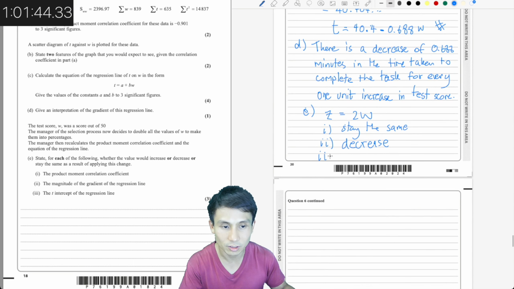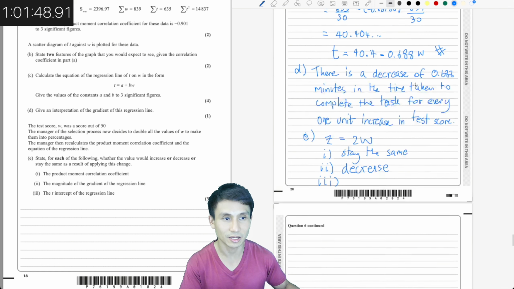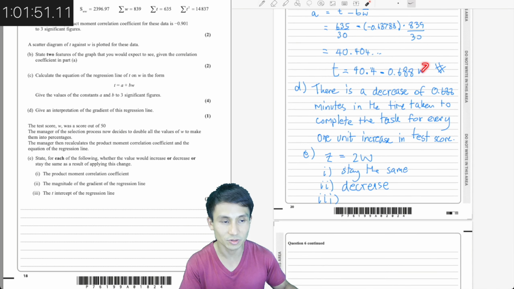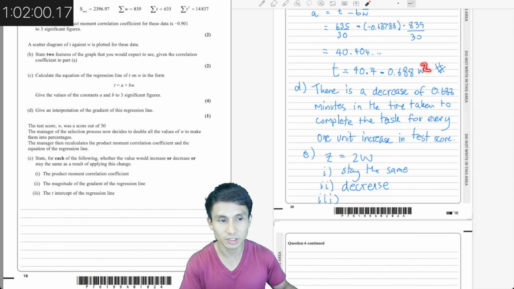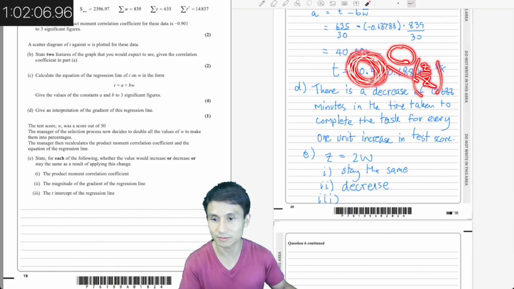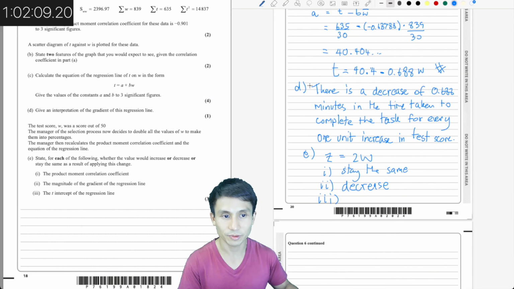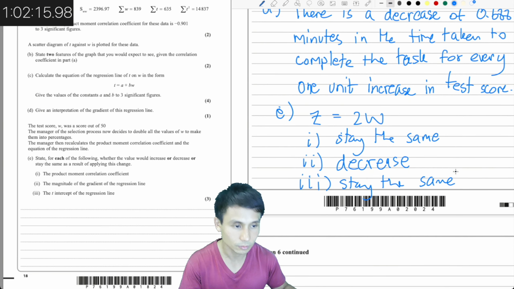And then the third one, the T-intercept of the regression line. If we put this in, wait, hang on. The intercept should be the same, right? Because if we do Z over 2 here, the gradient changes to half, but it doesn't affect the intercept. So there you go, no change. Okay, and I'm done with that.